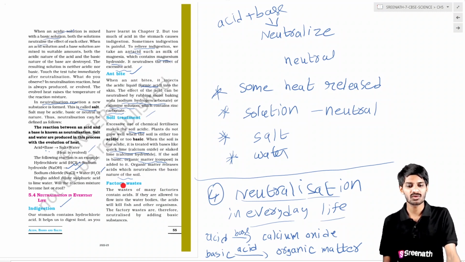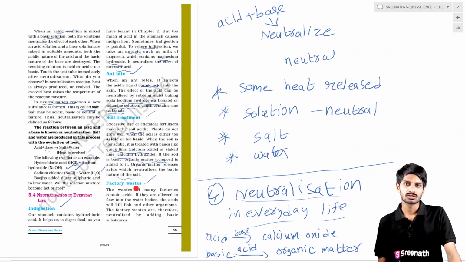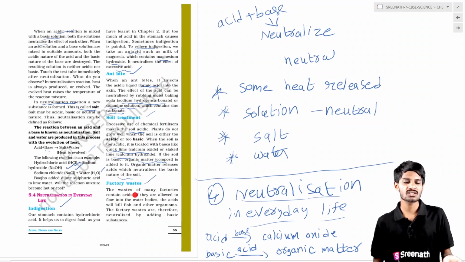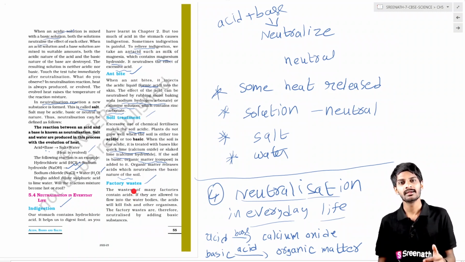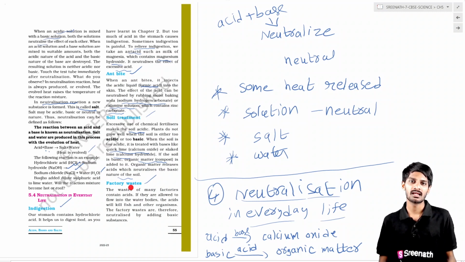Now what is the last one? That is factory waste. The wastes of factories contain so much acid. If that waste is directly released into ponds or into the environment, the water will become more acidic and the fish and the living organisms in the water will die.